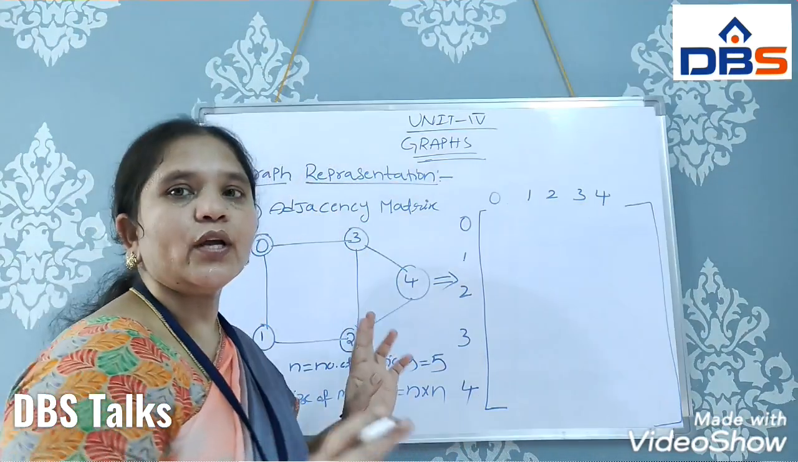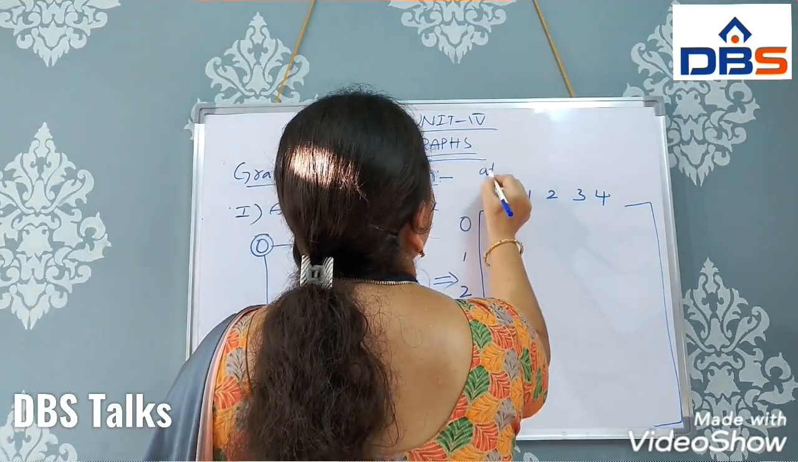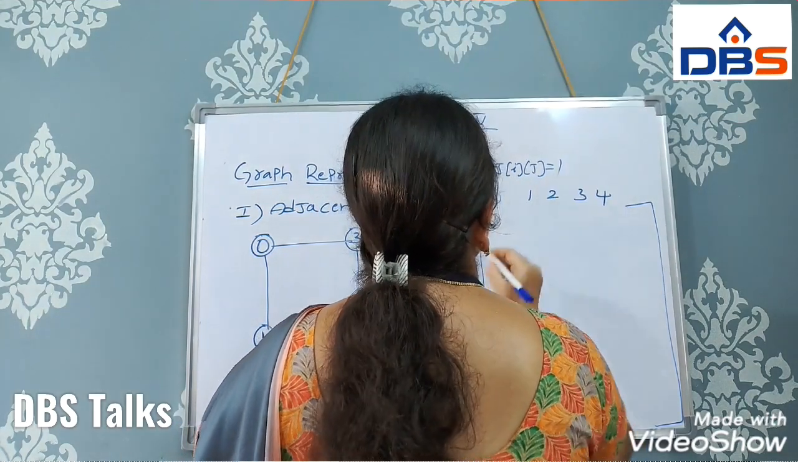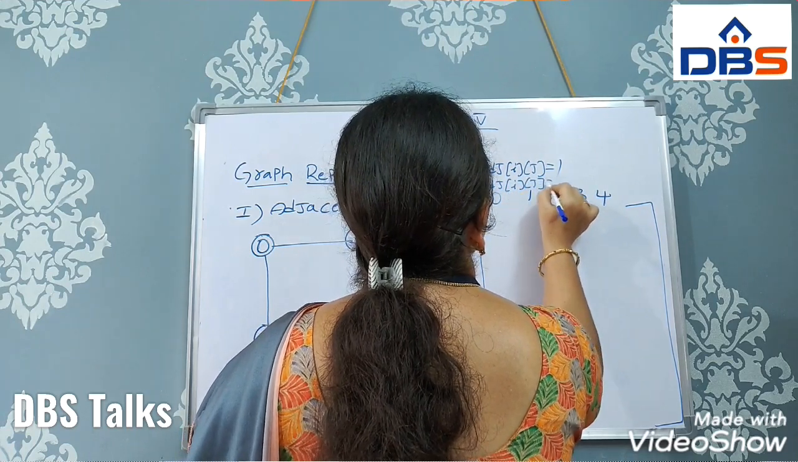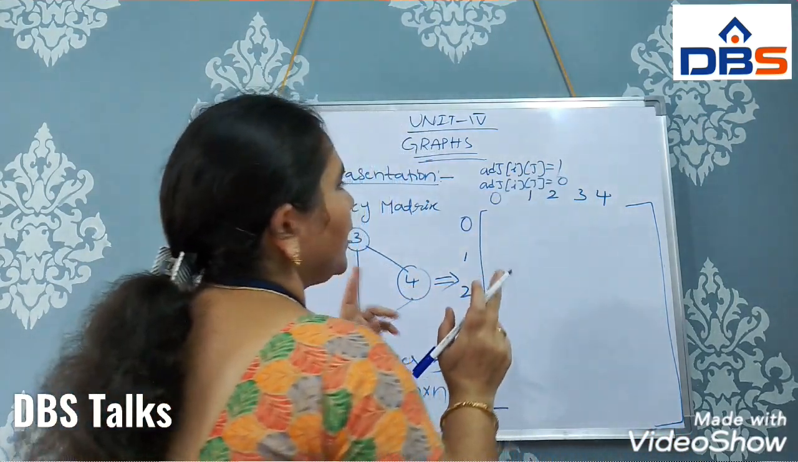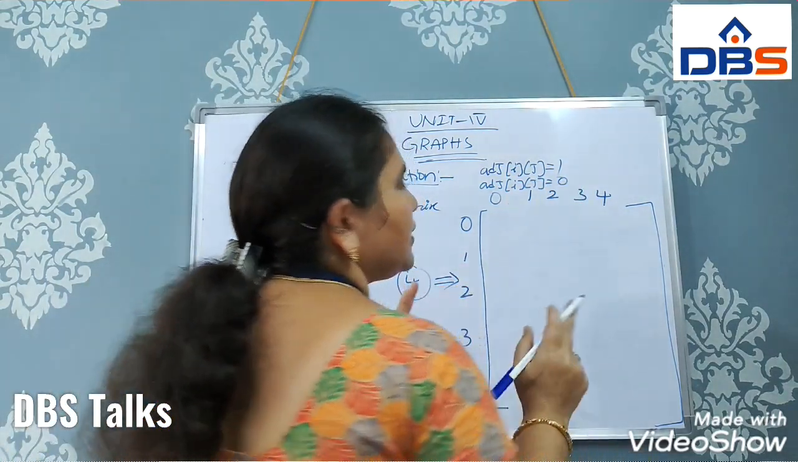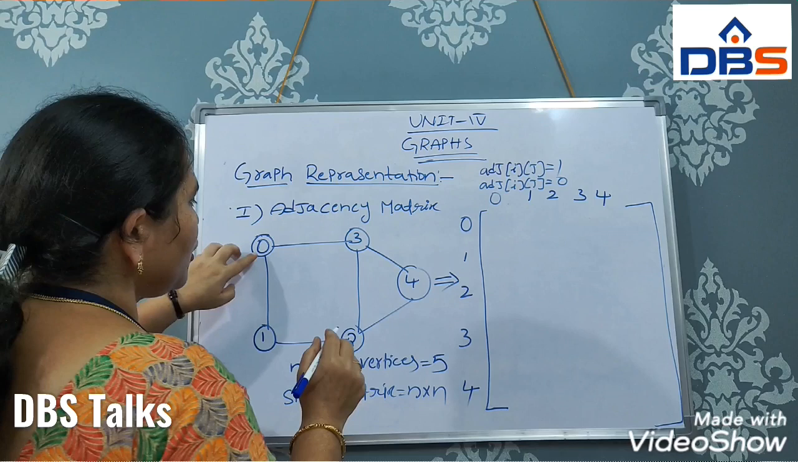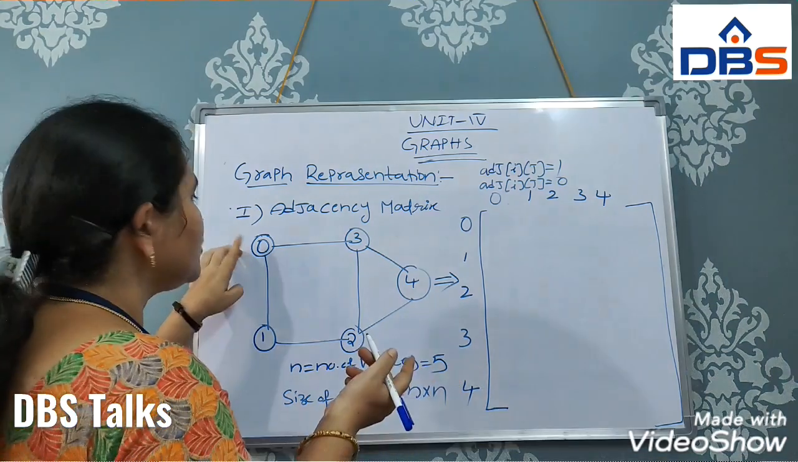Now we are going to fill in the links according to two main points: ADJ of i j is equal to 1 and ADJ of i j is equal to 0. The first indicates there is a connection or edge between the pair of vertices. The second indicates there is no connection between the pair of vertices. Come to the first one, 0 to 0. Is any edge there? There is no self loop, that's why there is no edge between 0 and 0.